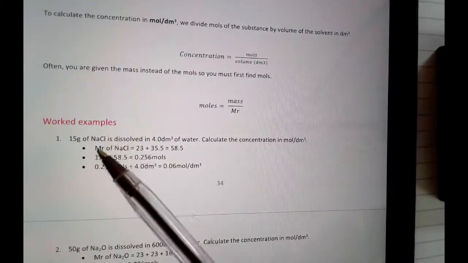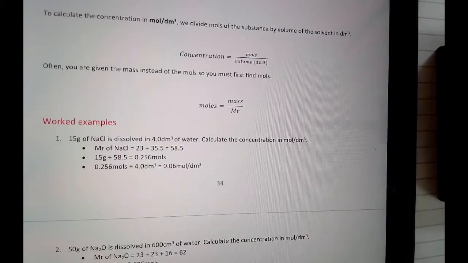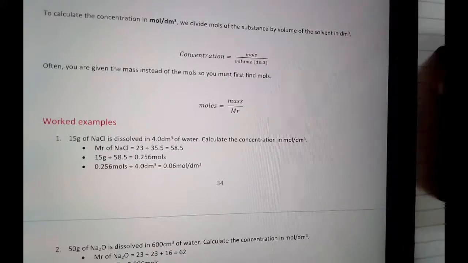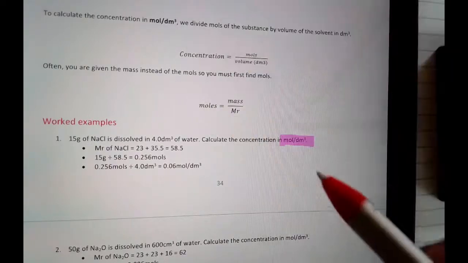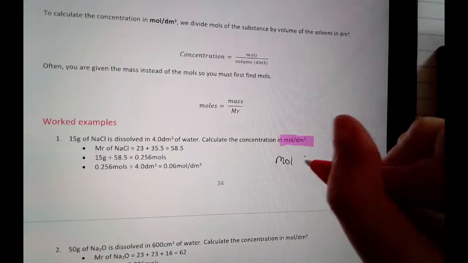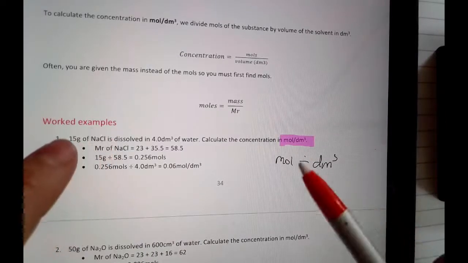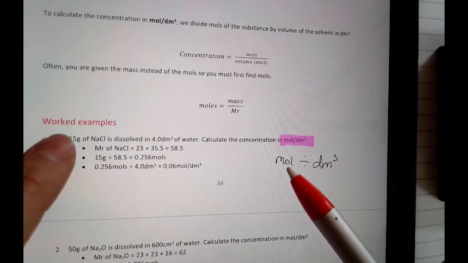15 grams of sodium chloride is dissolved in 4 decimeters cubed of water. Calculate the concentration in moles per decimeters cubed. So you don't even have to try and remember the formulas for calculating concentration because it's given to you in the unit. It tells you here mole per decimeter cubed. We know that dash line means divide. So it's whatever you've got in moles divided by whatever you've got in decimeters cubed. At the moment, you don't have anything in moles though. You do have something in decimeters cubed, but you don't have something in moles.